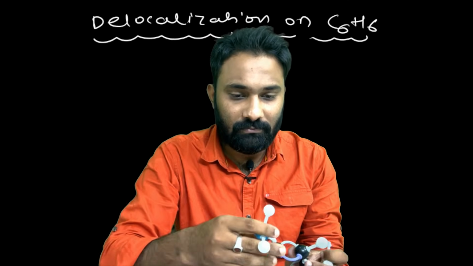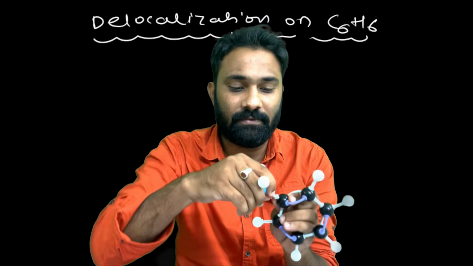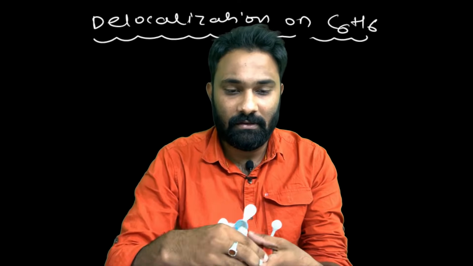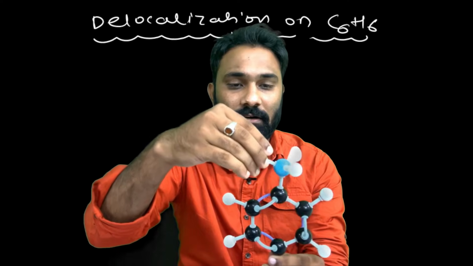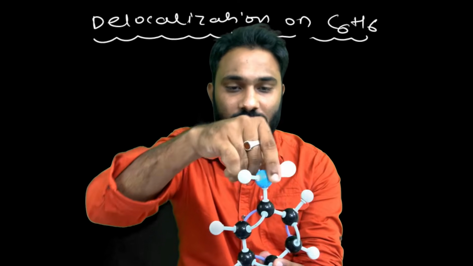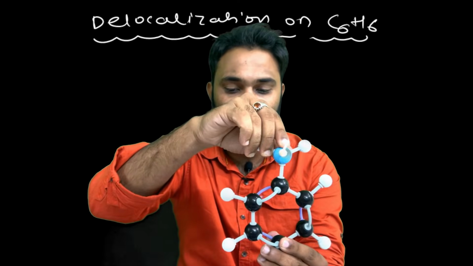Now here you can see for the benzene. Now here this is aniline. What is this one? This is aniline.